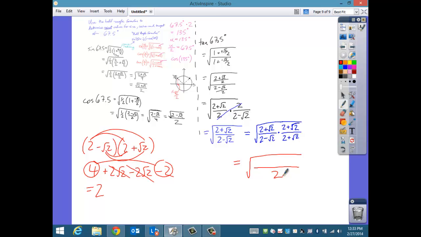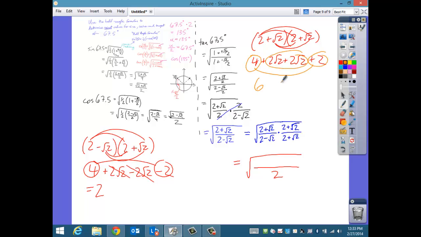All right. Now on the top, I'm going to FOIL, just like I did over here, I'm going to FOIL again. I guess I'll do that up here. I mean, why not? This thing is already all over the place. So I get 4. I get 2 root 2. I get 2 root 2. And I get 2. Like terms come together. This is 6. This is 4 root 2. Okay, so on the top of this thing, I've got 6 plus 4 root 2.